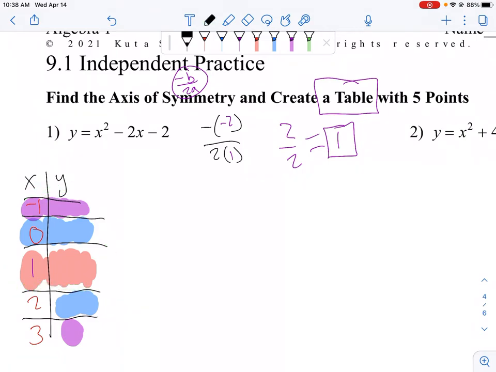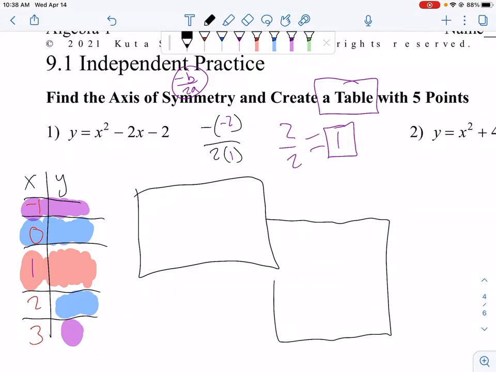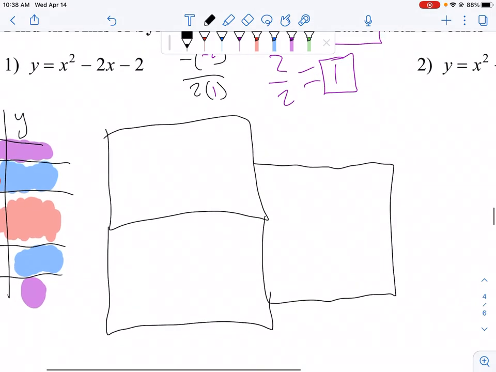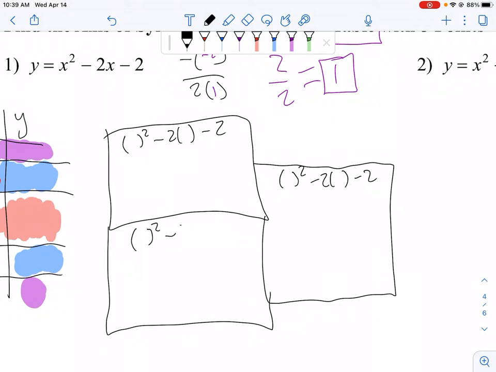I'm going to plug in for these. So I'm going to create 3 boxes for me to do my work. And I'm just going to take this equation and I'm going to write it with the x as parentheses because I'm going to replace the x with different numbers. And you could go through and do this for each box. So that's parentheses squared minus 2 times parentheses minus 2. Same thing here, parentheses squared. So all I've done is instead of an x, I've written it with parentheses.